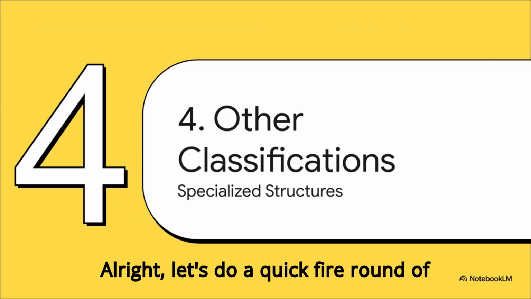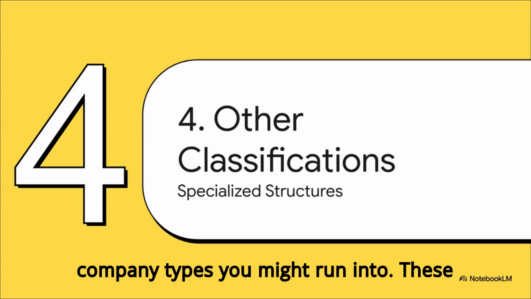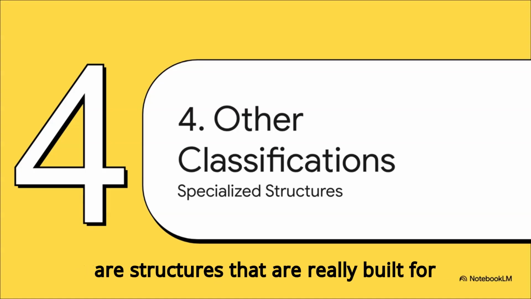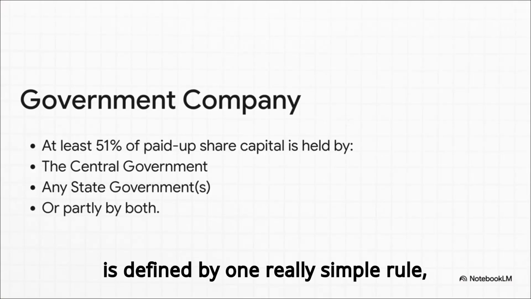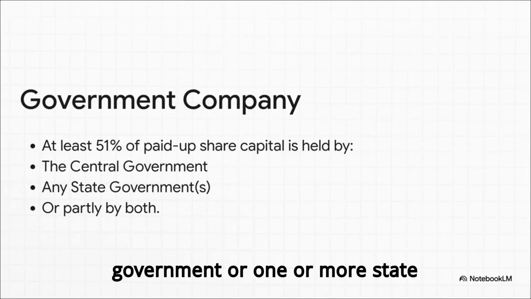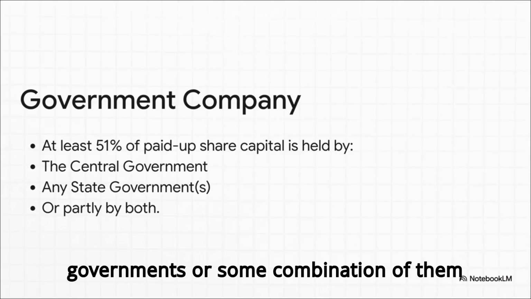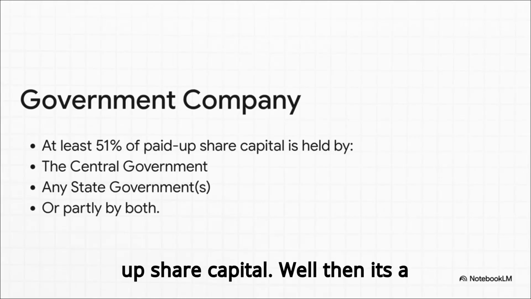All right, let's do a quick fire round of some other important, more specialized company types you might run into. These are structures that are really built for very specific jobs. A government company is defined by one really simple rule: majority ownership. If the central government, or one or more state governments, or some combination of them, holds at least 51% of the company's paid-up share capital, well then, it's a government company.